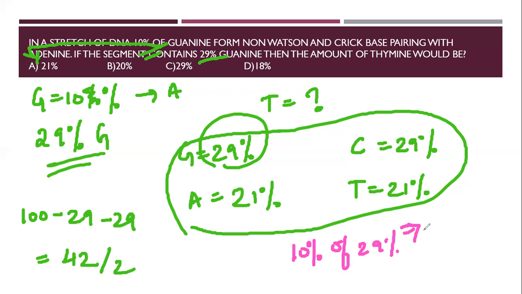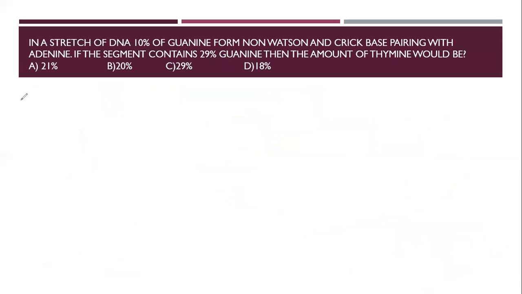So how is this done? This will give you 2.9, which is nearly 3. If you're not able to understand, I can repeat. Is it clear what I have written just now? Yes, ma'am. Okay, so I just need space.